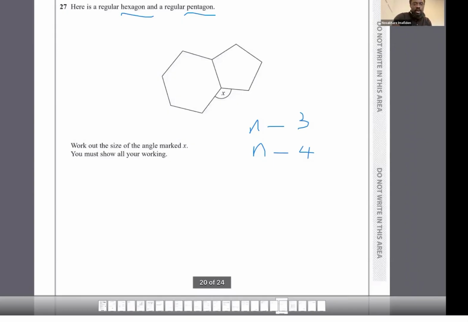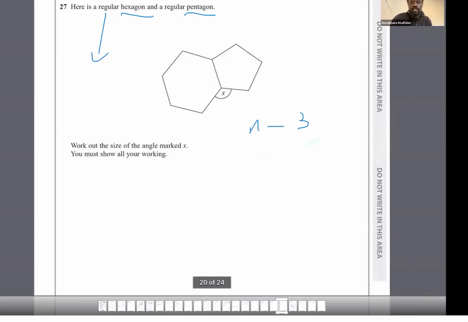So the key word here that we must not take for granted is regular. When a polygon is regular, it is said to have equal sides, and if the sides are equal, it also means that the angles would also be equal. So let us hit the question.